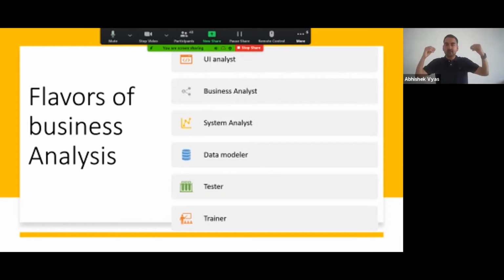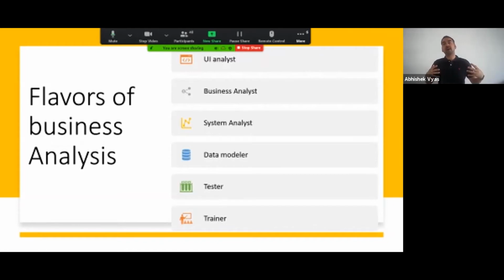Now, a typical business analyst is someone who writes documentation that is related to acquiring the requirements. These can be the functional requirement document, the business requirement document, the market requirement documentation, the use case diagrams, conducting workshops. There can also be one more flavor to it, which is of system analysis.